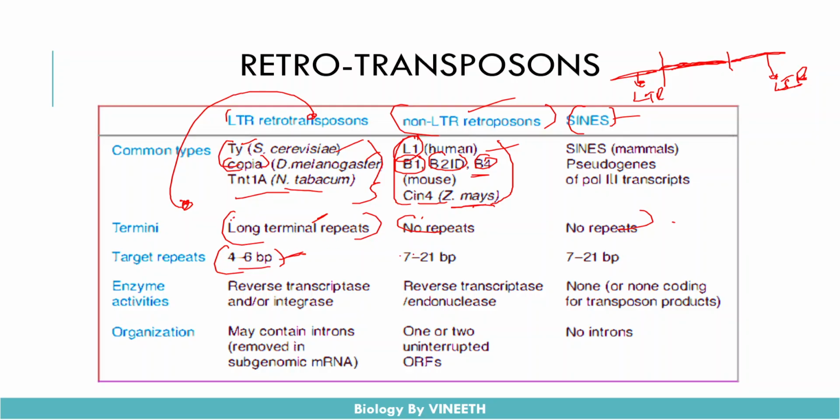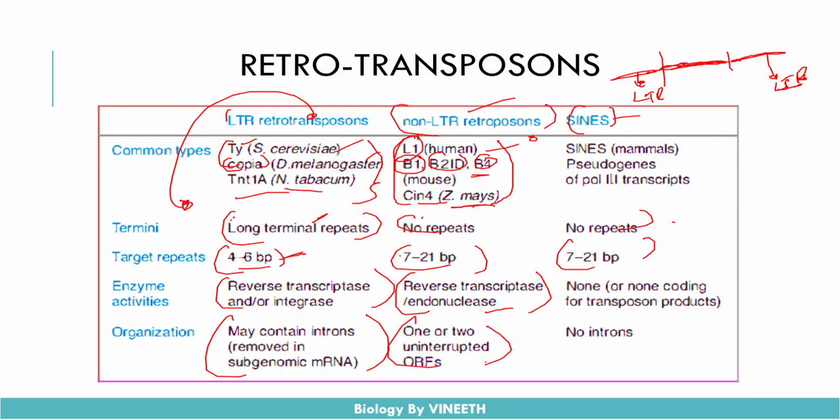Okay, and the 7 to 21 base pair target repeat is required by the non-LTR transposons. The same thing goes for the SINEs also, because it is also a non-LTR transposon. The enzymes involved here are reverse transcriptase or the integrase. And for the non-LTR transposons, endonuclease is required to cut the sequences in the middle. Organizations may contain introns in those retrotransposons, which are removed after the transcription process.